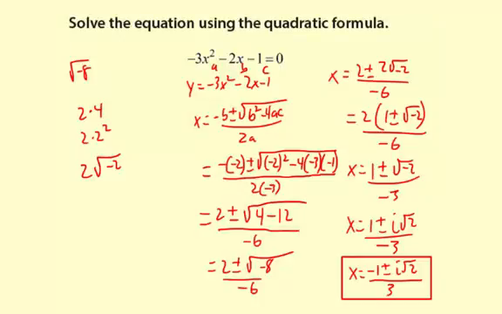Okay, so there we have it, 2 complex number solutions, which is what we expected based on the graph of the related function.